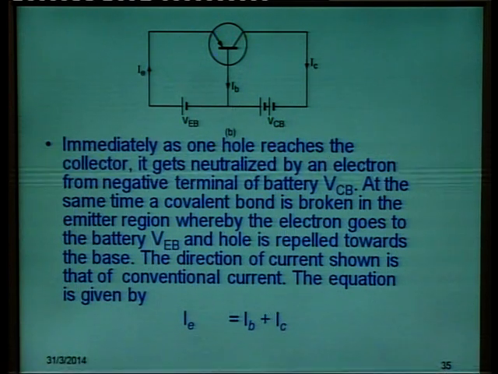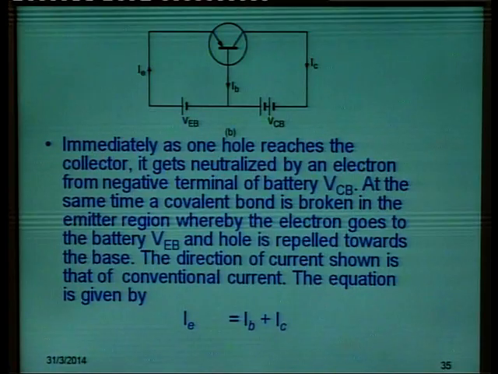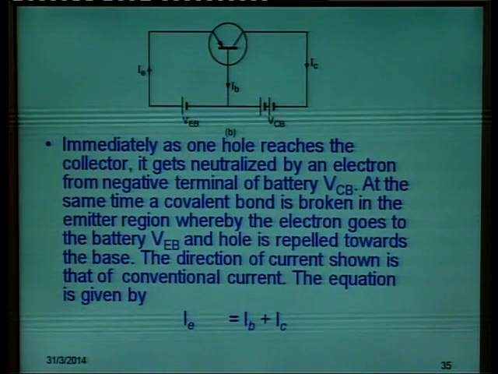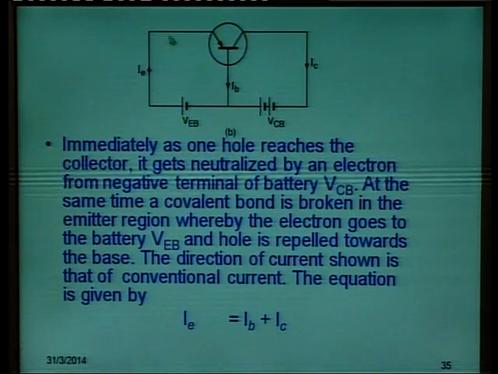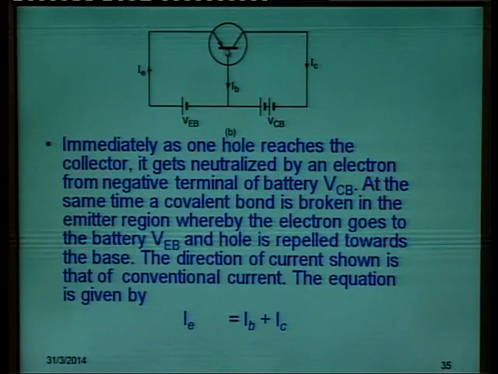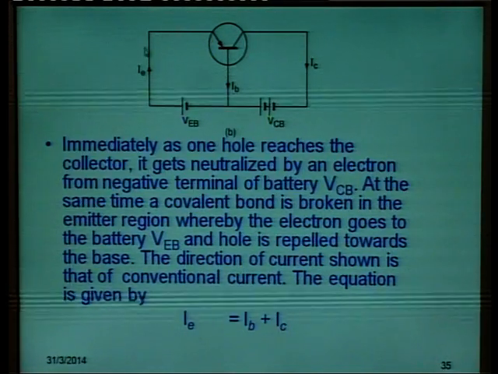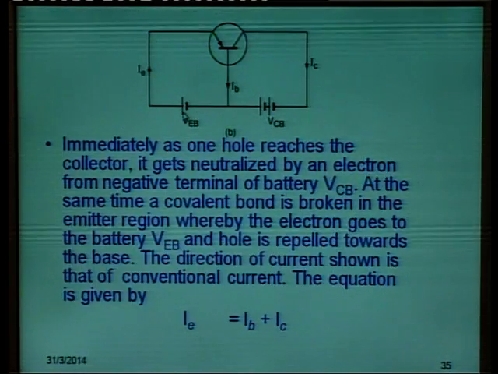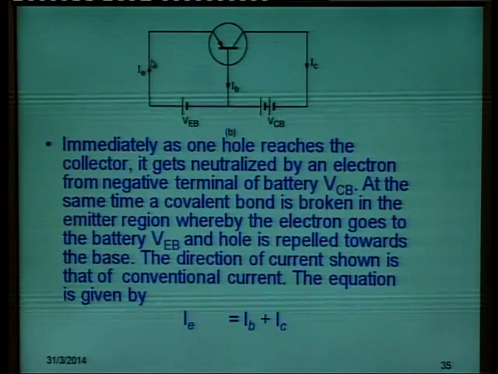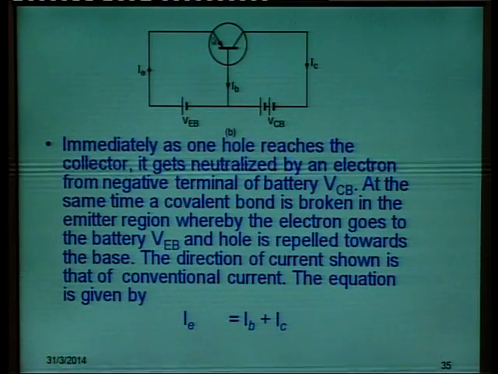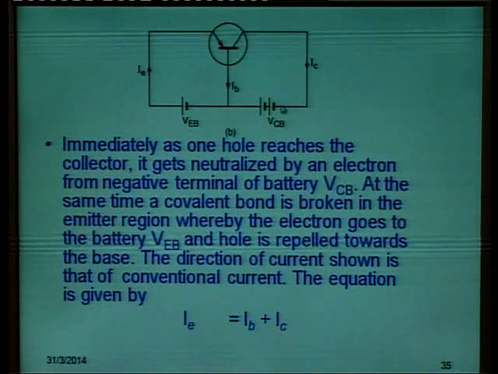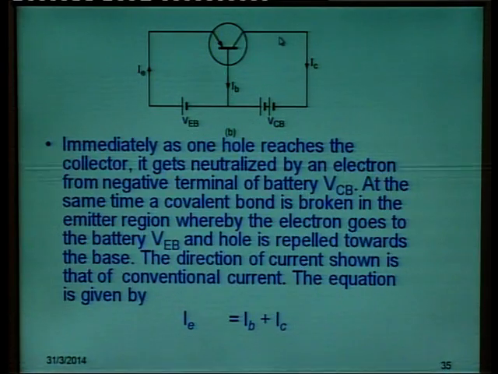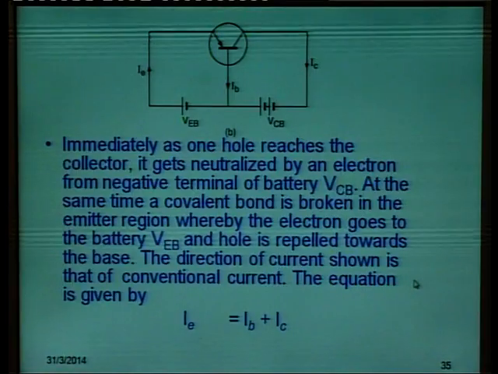As soon as a hole gets neutralized with the electron, at the same time a covalent bond is broken in the emitter region. So, when the covalent bond is broken, the hole is repelled towards the base and the electron moves to the battery VEB. These directions that have been shown are of conventional current. So, the hole again moves over to the collector and an electron from VCB combines with this hole, neutralizes this hole. This is how the current flows.